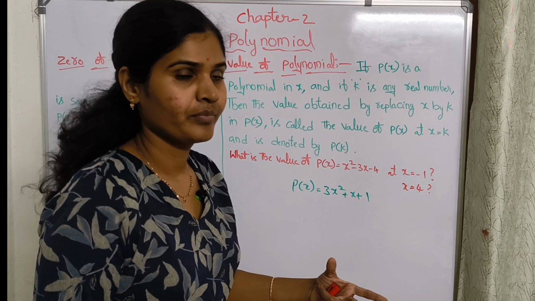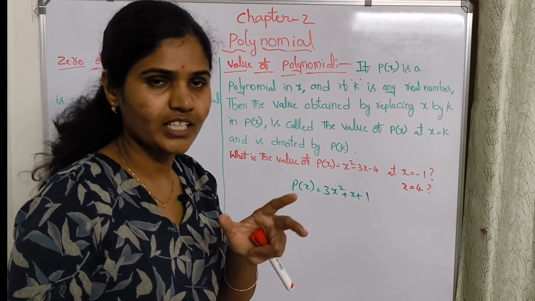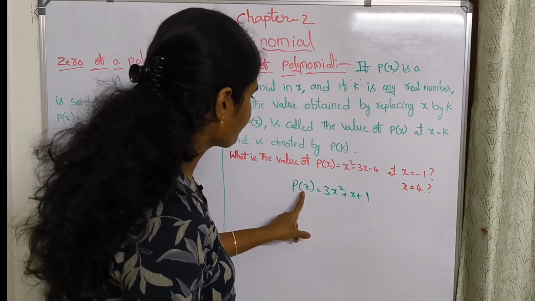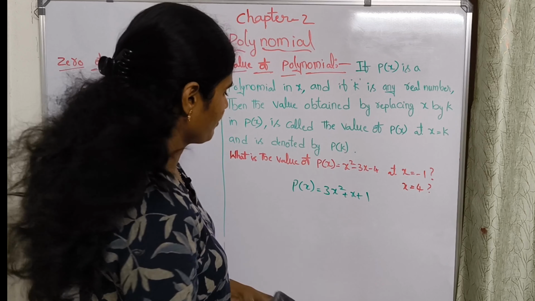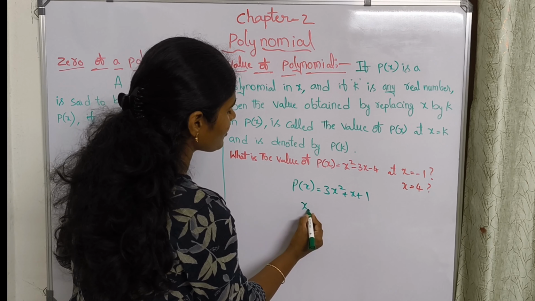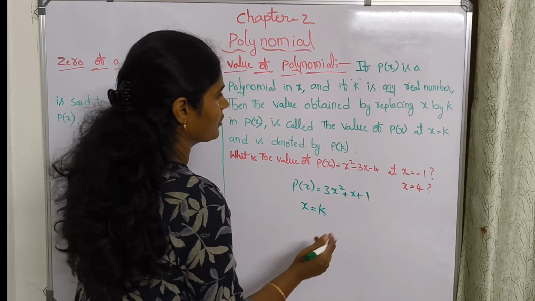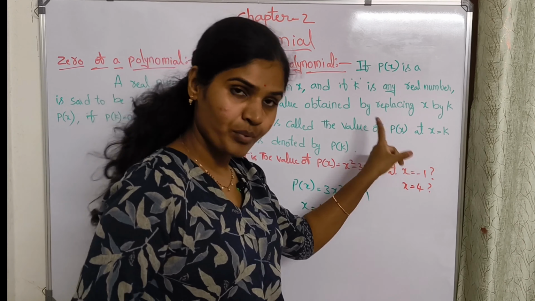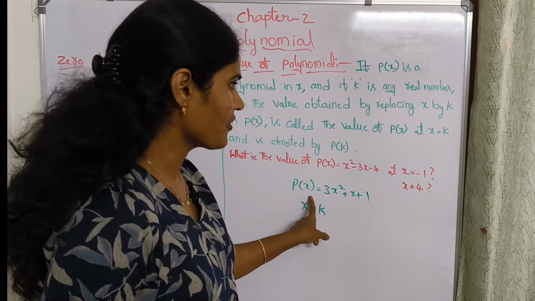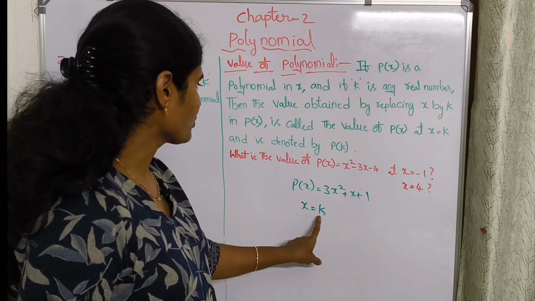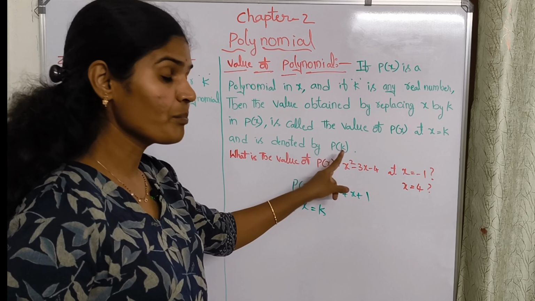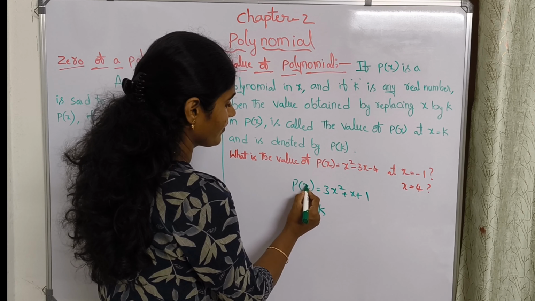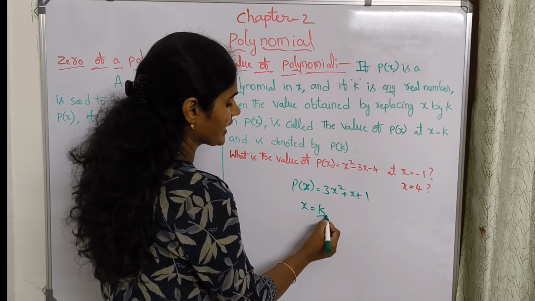So, if p of x is a polynomial in variable x and if k is any real number, here we are taking one real number k, then the value obtained by replacing x by k, that means in place of x we are substituting k value in p of x, is called the value of p of x. Value of p of x at x equal to k is denoted by p of k. Means here value of x, we are substituting k.